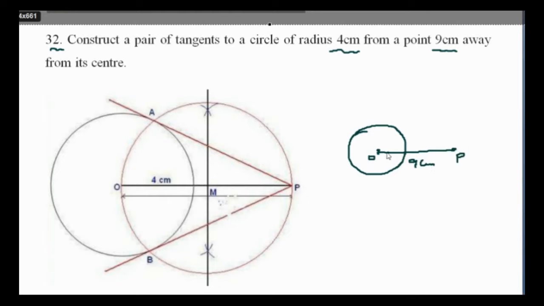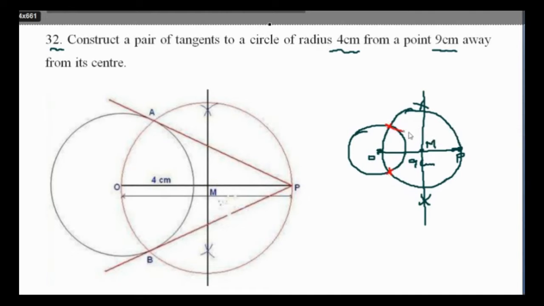Now we have to draw a perpendicular bisector for the straight line OP. You know how to draw perpendicular bisectors. Take the compass, draw the arcs and draw the straight line as shown in the figure. It will be exactly 4.5 centimeters and 4.5 centimeters. Let the intersection with OP be M. Now with OM as radius, draw another circle which touches the given circle at two points. This circle passes through P and O, and touches the main circle at these points.